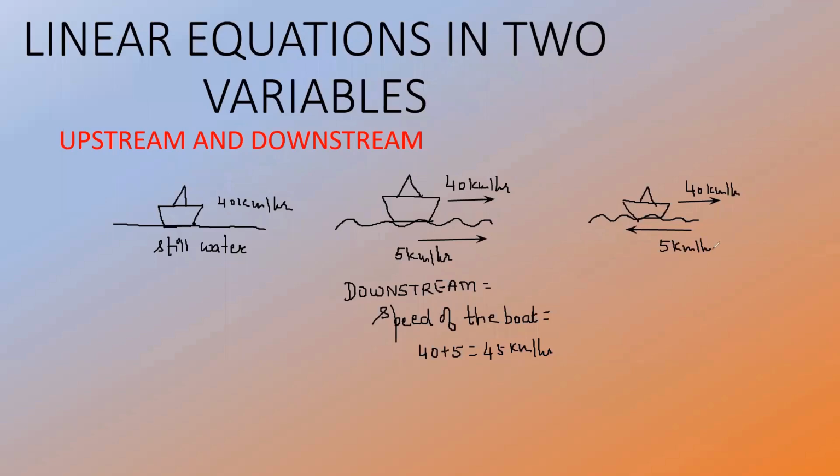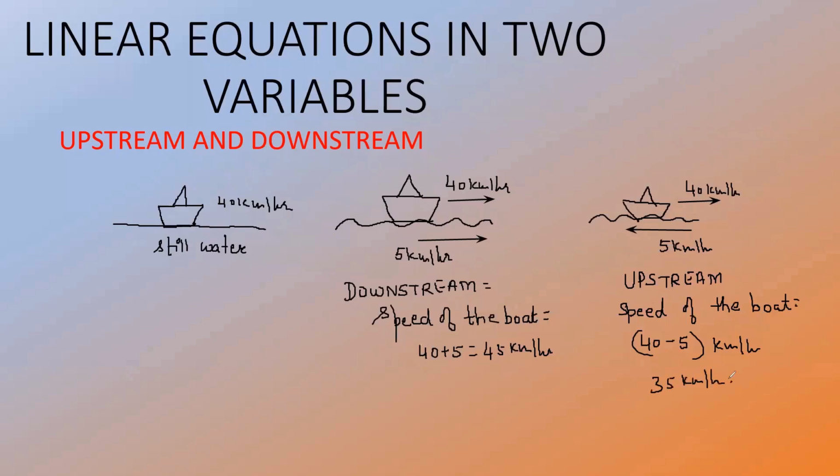Why? Because the stream is opposing the motion of the boat. So this is called upstream. Why is it called up and downstream? When you go up the bridge, the speed of the car reduces, right? Because you are going against gravity. Same thing happens here. Some force is opposing the movement of the boat. That is why the speed of the boat will reduce. So what is the speed of the boat? It is 40 minus 5. Whatever is the speed of the boat, it is reduced as per the speed of the stream.